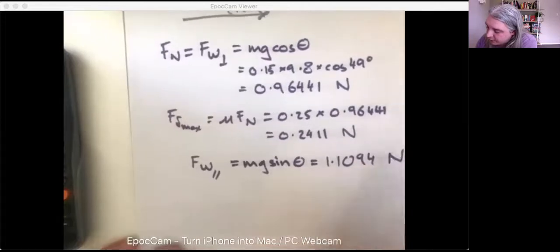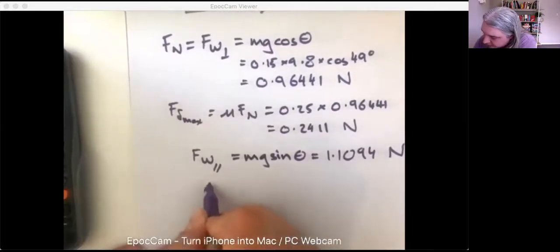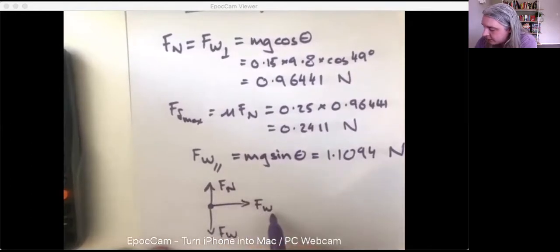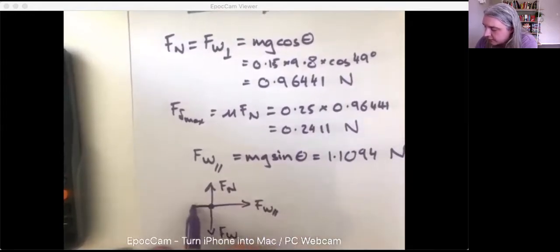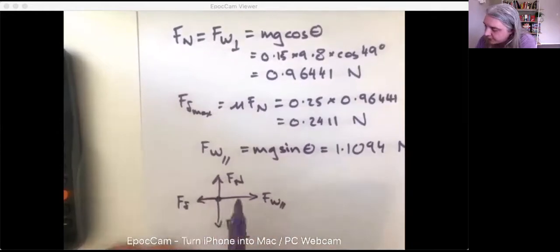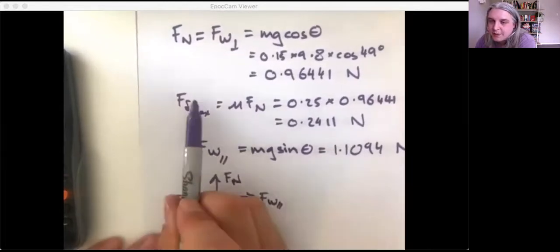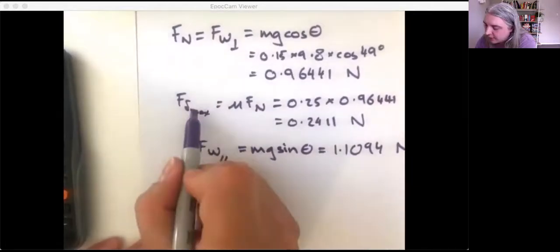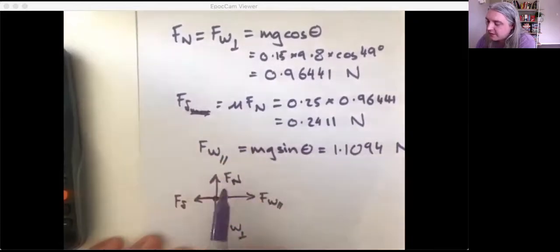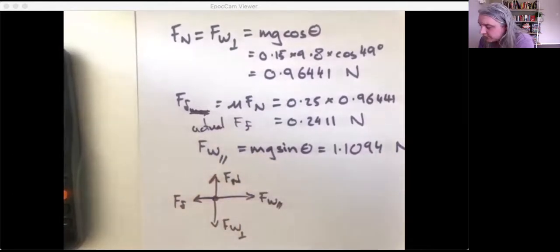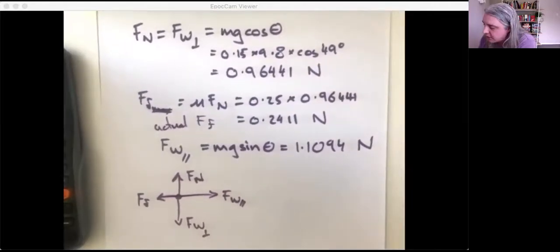So now we do have a net force. Fn and Fw are equal and opposite, so we have no net force in that direction. But now Fw parallel is bigger than F friction. Because this is the maximum friction and it's less than the force pushing the object down the slope, it will experience this maximum friction. So we can cross out max, because that is the actual friction. It will use all of it, because the force pushing it down the slope is enough to overcome that friction entirely.